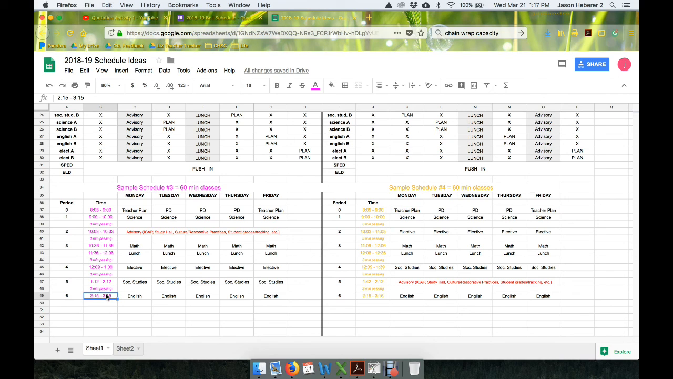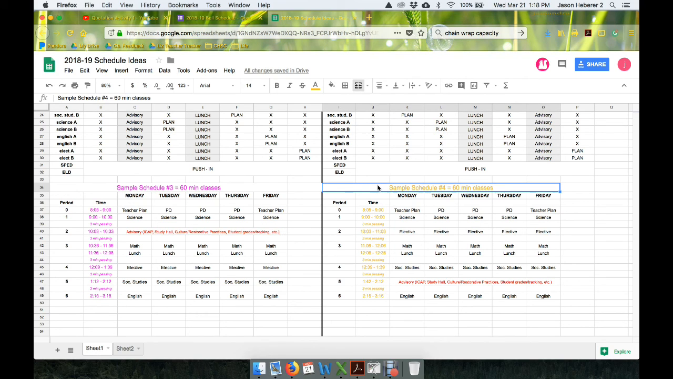So a decision we have to make is, are the extra 3 minutes per day length of class worth pushing the schedule out to 3:15? Thinking about student needs and teacher needs and all staff needs, what does that mean? What does that look like? But this is an option.